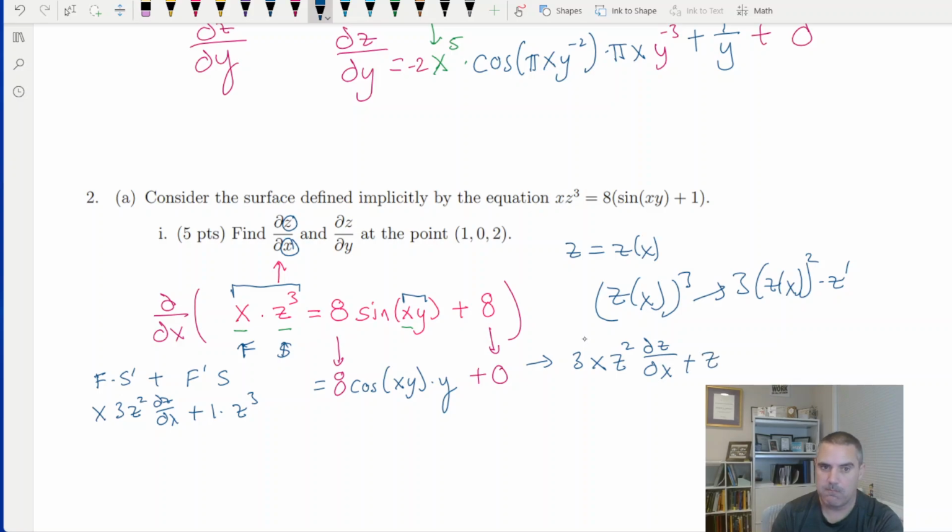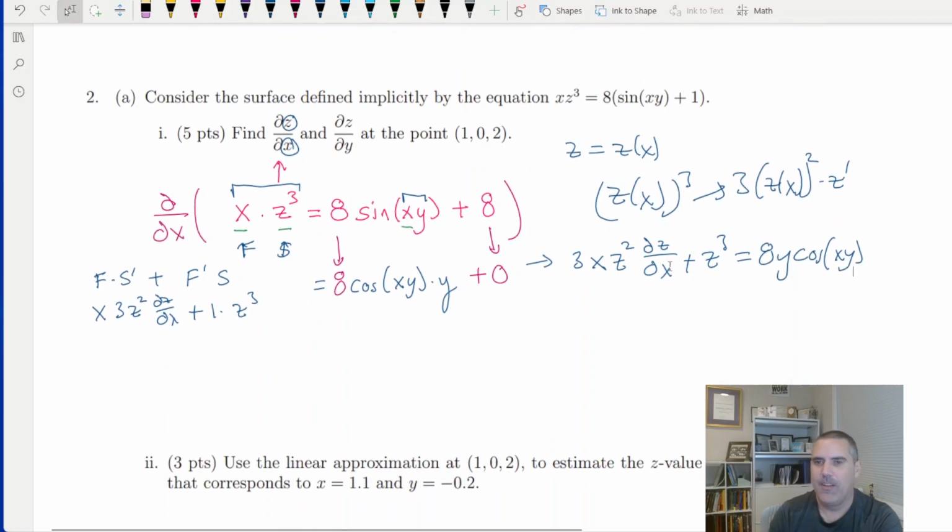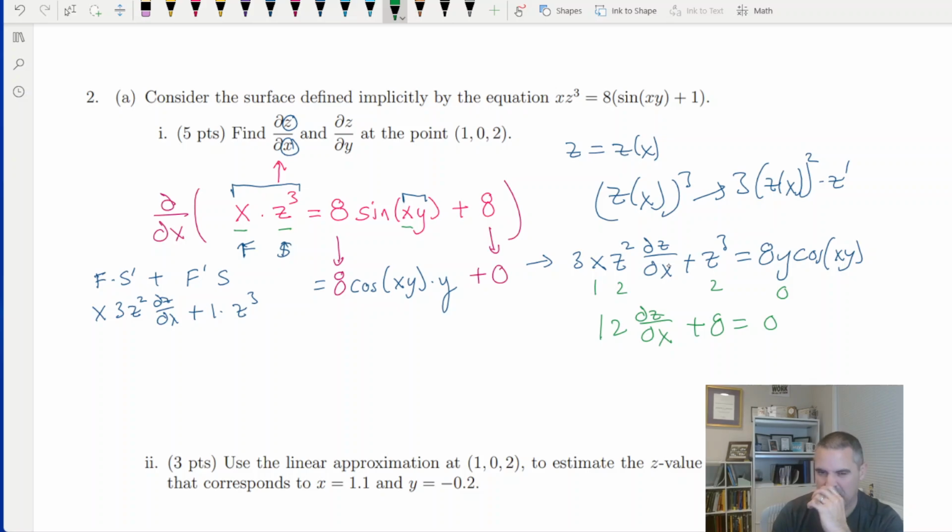Okay, that's the game. One comment in terms of finishing this problem: at this point you can plug your numbers in, meaning you could plug in a 1 for x here, a 2 for z here, a 2 for z here, a 0 for y, so that side is 0. I would strongly encourage you to do that because this just gives you 12 dz dx plus 8 is 0. So then you can quickly solve for dz dx.